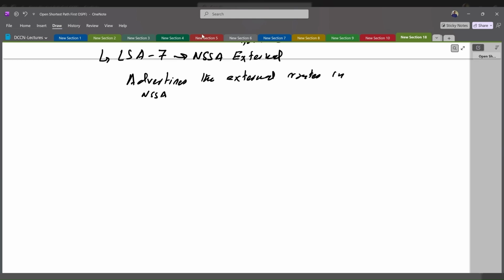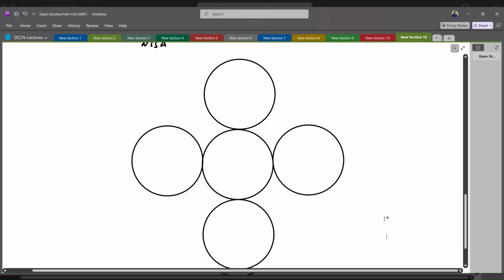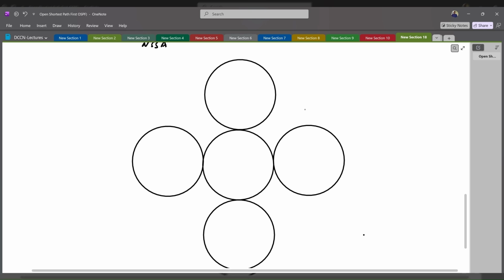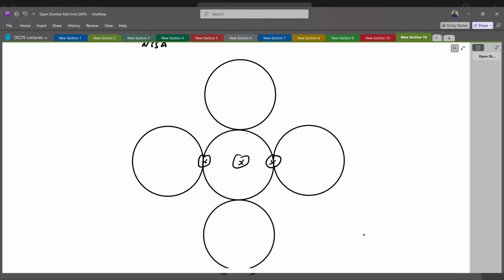Let me draw a scenario here. Different areas here. Okay, and for example, this area I have different routers. I have a router here. There is a router here, right? So this is an area where we have these routers, and this is the interconnection of these routers. Okay, and I call it area 0.